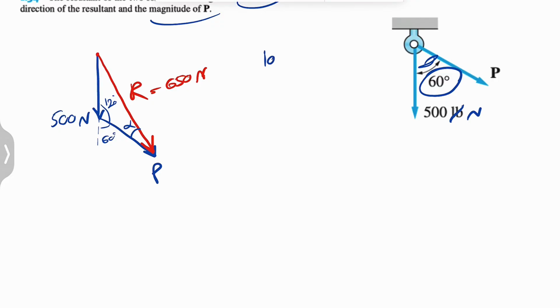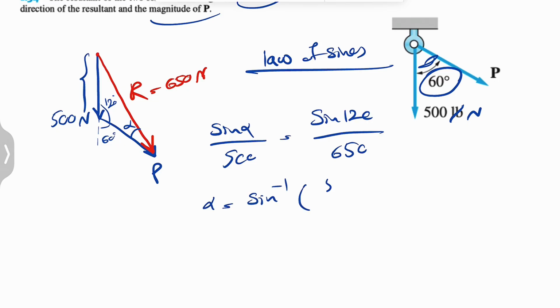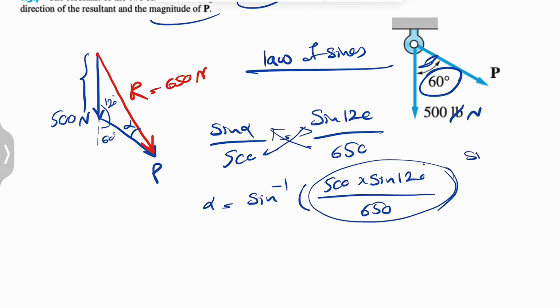So we're going to use the law of sines, and we're going to have the sine of alpha over the side that's facing that angle, which is 500, is equal to sine of 120 over R, which is 650, and this should give us the angle alpha. So basically our alpha in here would be sine inverse of 500 times sine of 120 degrees divided by 650. We need to cross multiply this, and this is basically our sine of alpha.